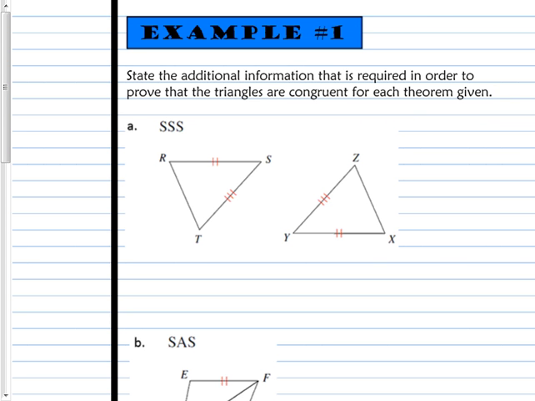So let's go ahead and practice this. This is basically a practice lesson of what we've been learning. We're going to state the additional information that's required in order to prove that the triangles are congruent for each theorem given. So, example A, we have triangle RST and triangle XYZ, and we're trying to prove that the two triangles are congruent using the side-side-side theorem.